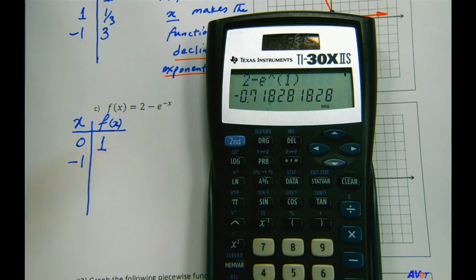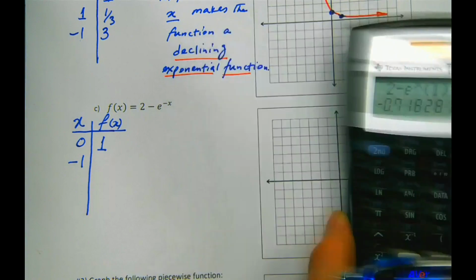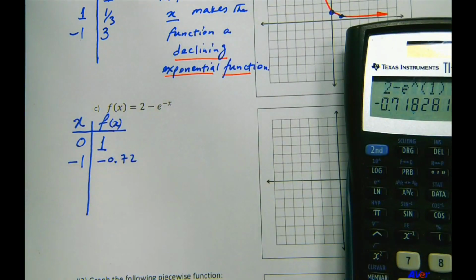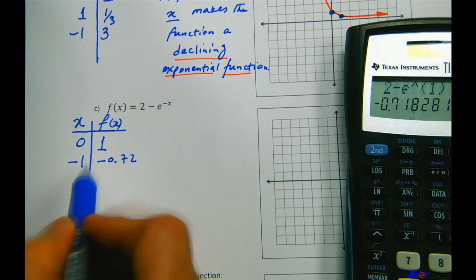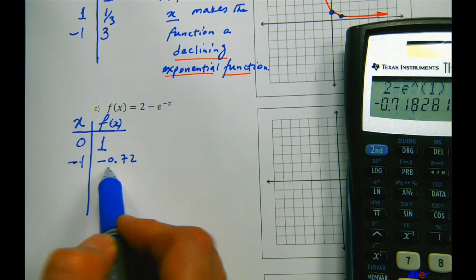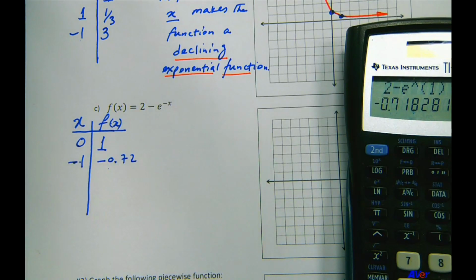So we have minus 0.72, let's round that to 0.72. So negative 0.72. Okay, so once we ventured into negative x value territory, our function value became a negative number as well. That's the significance of that.